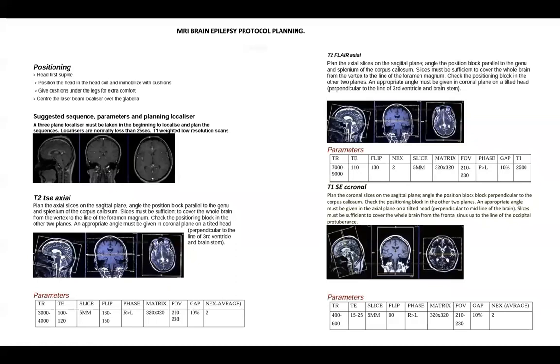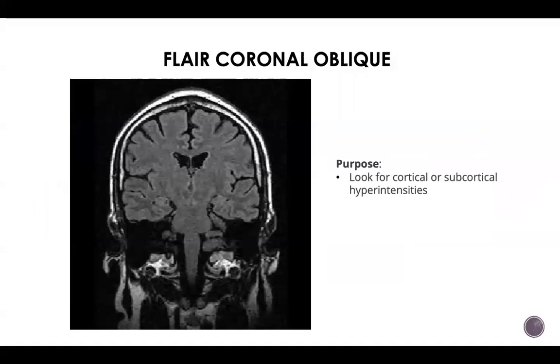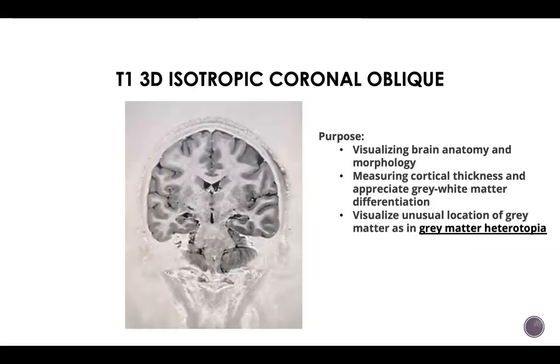So the most important sequence that we use is the FLAIR coronal oblique sequence. So we take a coronal section of the brain, which is slightly oblique and is perpendicular to that of the hippocampal regions, and it is of 2 mm cuts, so that the bilateral hippocampal regions are well defined, and we can take a good look at these areas. So the purpose of this is to look for cortical or subcortical hyperintensities, mainly in case of mesial temporal sclerosis.